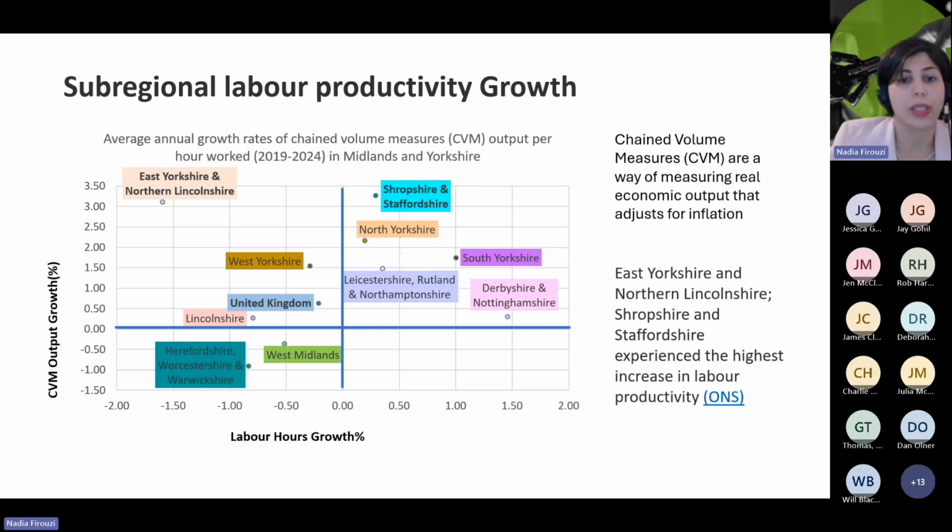I can explain this chart. The left side, up in this area, shows that the chain volume measures, which is output growth, is increasing. I will explain chain volume measures, though many of you may know it: it is a way of measuring real economic output that adjusts for inflation, so any effect of price change has already been offset.